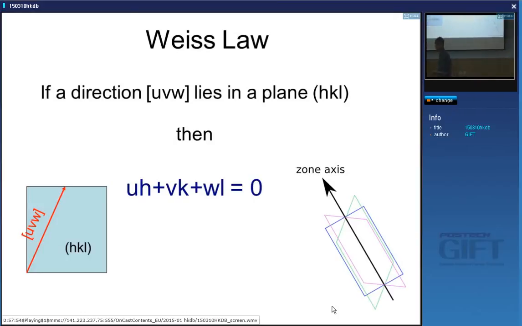Now, in the cubic system, that's very easy to prove, that if a direction lies in a plane and you take the dot product between the plane normal and the direction, that comes to zero. But doing dot products is dangerous when you're not in the cubic system. However, this Weiss zone rule is completely general. It doesn't matter whether you're dealing with triclinic, monoclinic, etc. If a direction with indices u, v, w lies in a plane h, k, l, then the sum will be zero. Okay. I haven't proven this to you. I will prove this to you in 30 seconds when we've done the reciprocal lattice. Okay, it's very, very easy once we've done that.